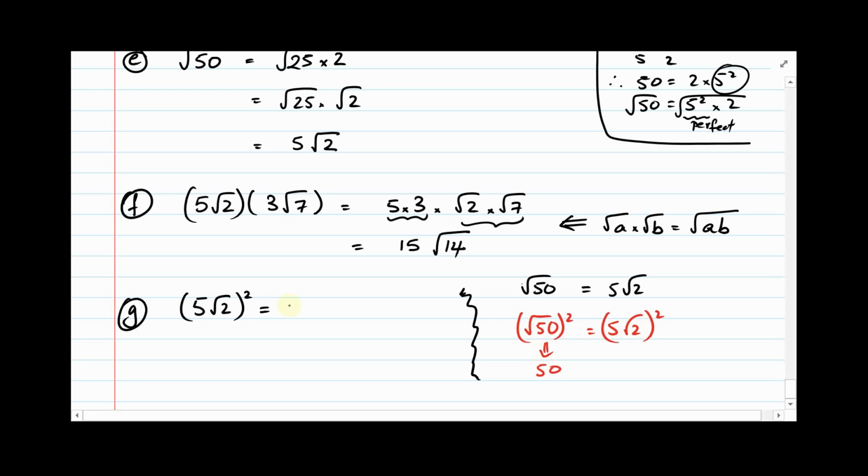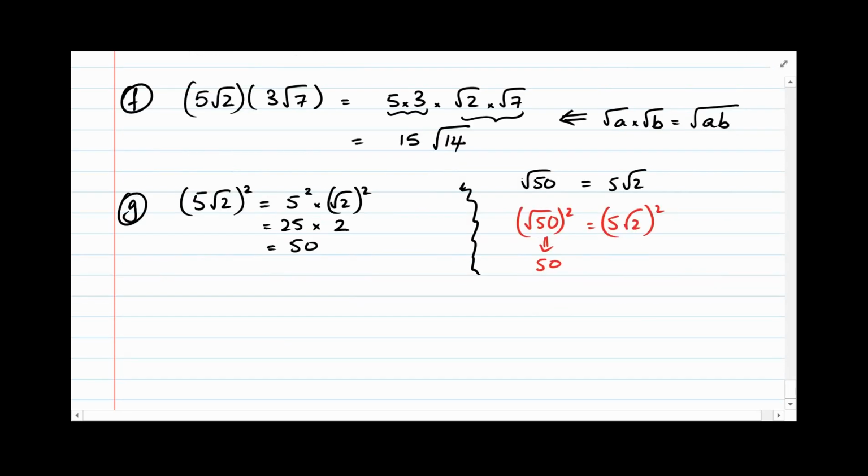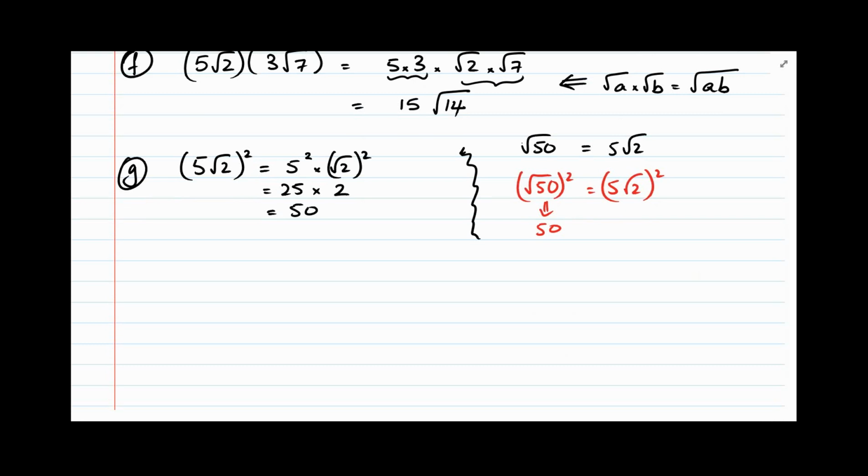So this would be 5 squared times root 2 squared. Each term in the bracket is squared. So I get 25 times 2, which is 50. Exactly what we had predicted over here. So sometimes it all depends on what you're given, but typically we want to reduce our radicals or square roots into what we call their lowest forms.